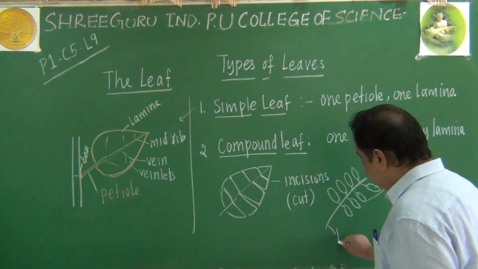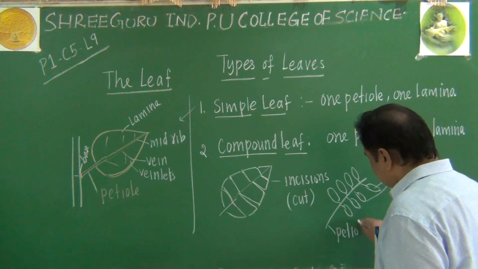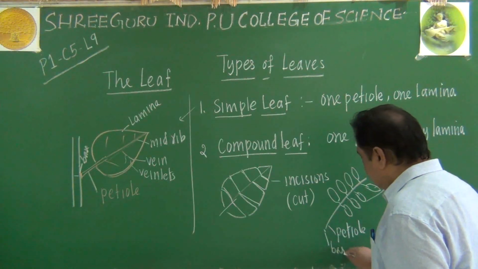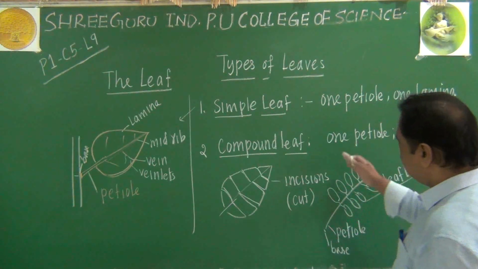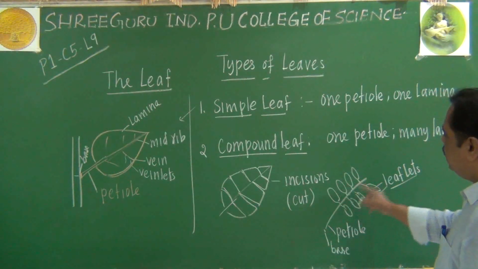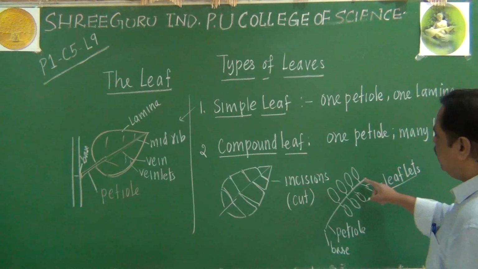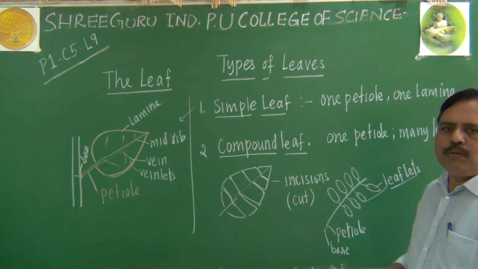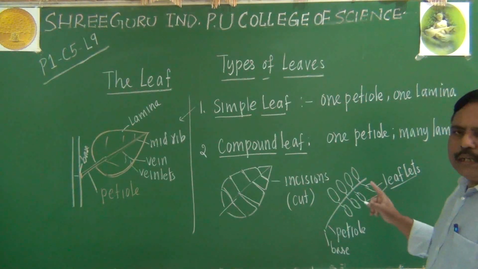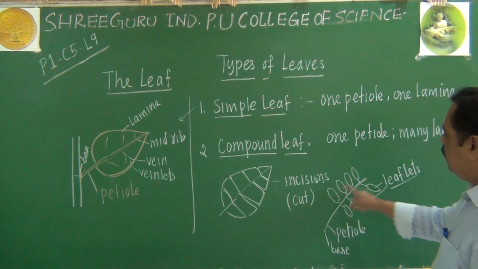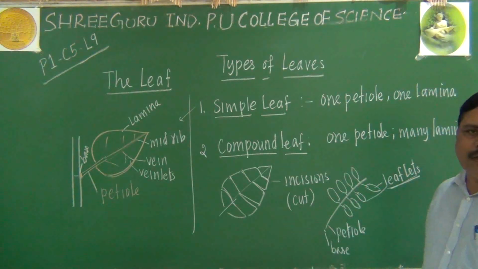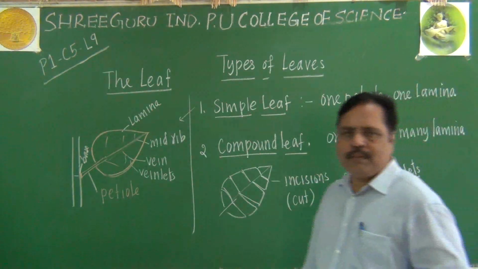This is the petiole, this is the leaf base, and the lamina has become what? Cut into many units. So each small unit of this leaf is called a leaflet. Now what is a compound leaf? One petiole having many lamina, or one petiole having many leaflets, is called a compound leaf. Do you understand my point?